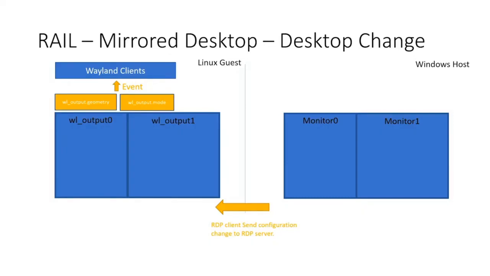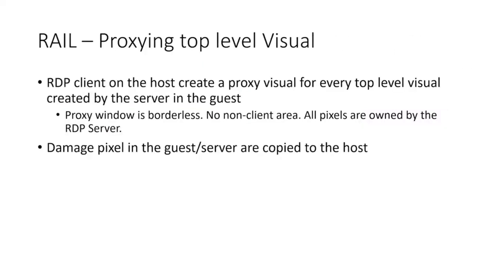And we've taught Weston how to deal with monitor arrival, monitor departure, and monitor changing resolution, and things like that, so that it just works today. And then once we've established our desktop so that the Linux environment and the Windows environment have desktops that look like one another, essentially what we're doing is we're proxying the top level visuals, right?